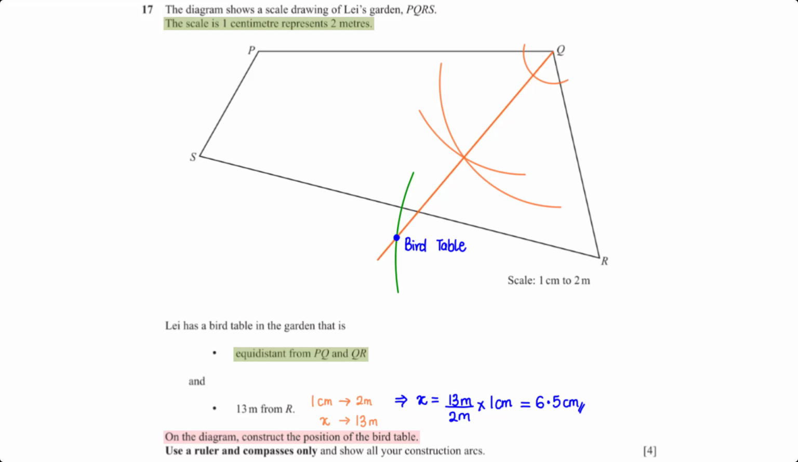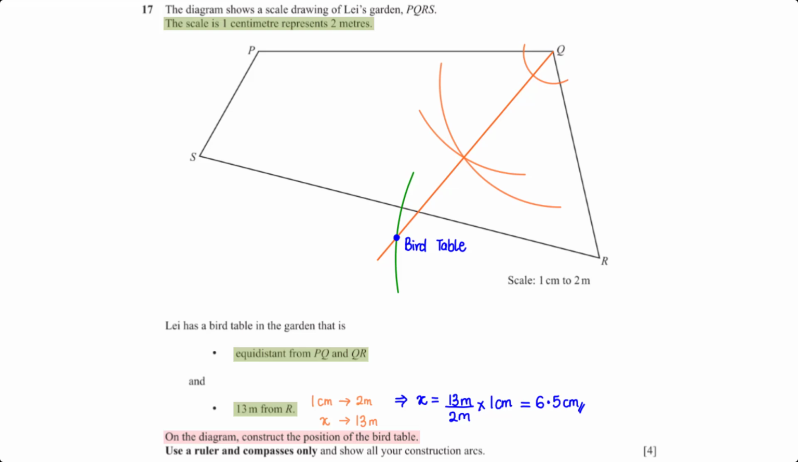We've also been told that the bed table is 13 meters from R. The scale for the map is 1 centimeter is to 2 meters. And so for 13 meters, how many centimeters will that be? If we represent this by x, we can cross multiply and make x the subject. This gives us 6.5 centimeters.